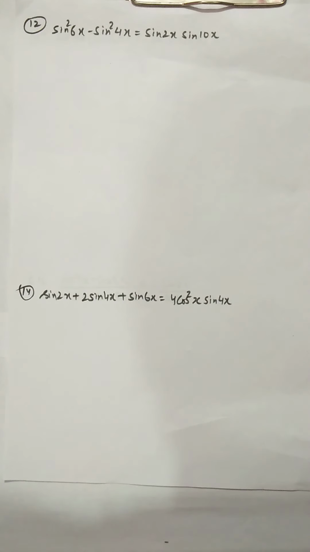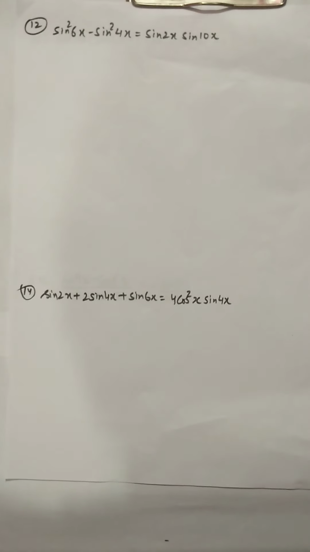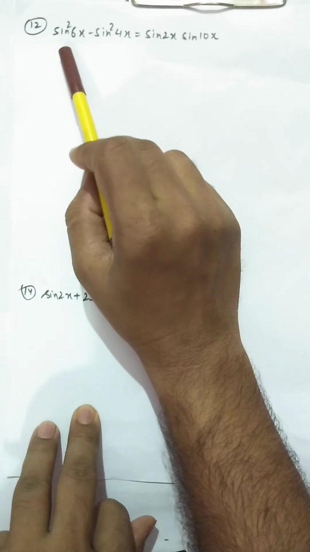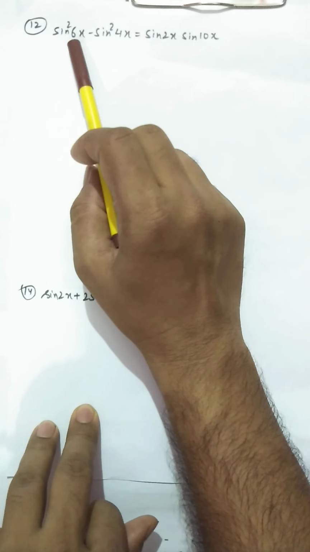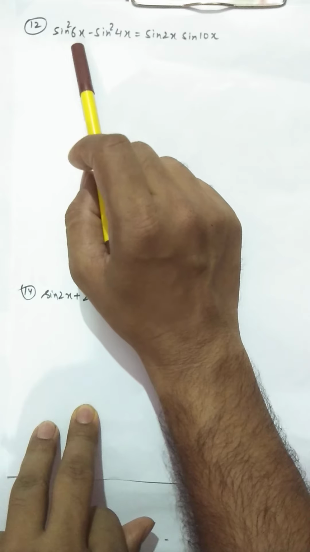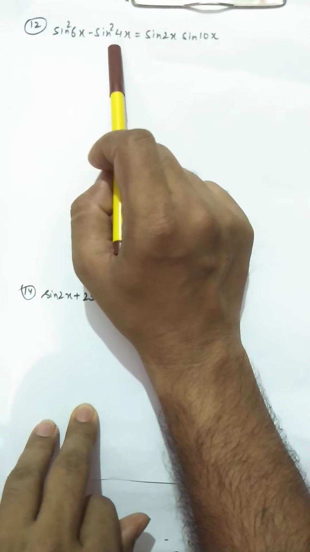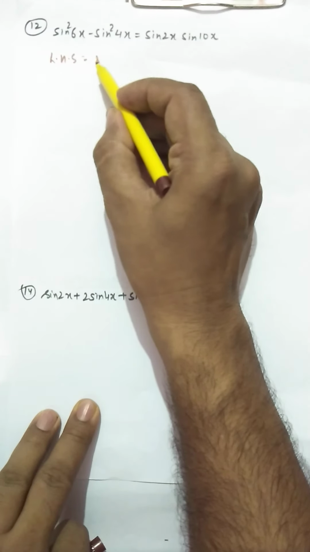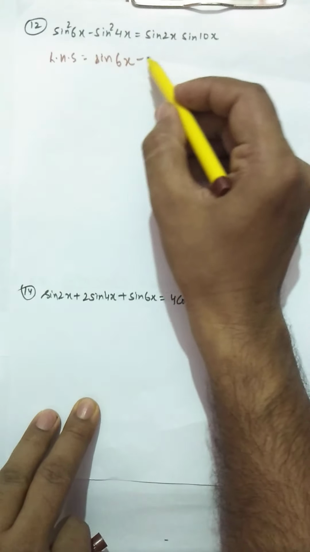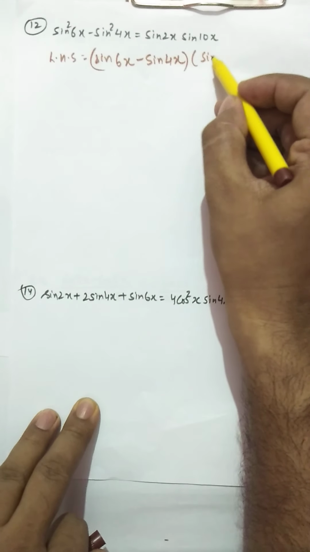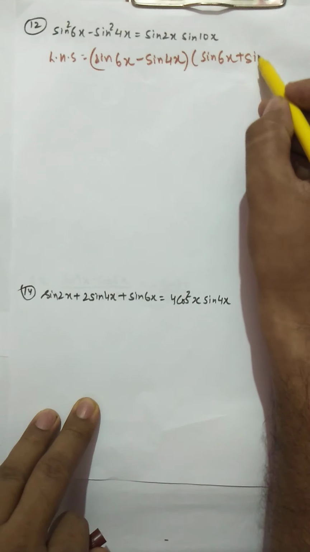Now see question number 12. In question number 12, sine square 6x minus sine square 4x. You see, out of all the formulas, we don't have any formula for sine square 6x minus sine square 4x, something like sine square alpha minus sine square beta. So what we are going to do is convert that into the a minus b, a plus b formula. So you can write this as (sine 6x minus sine 4x) into (sine 6x plus sine 4x).